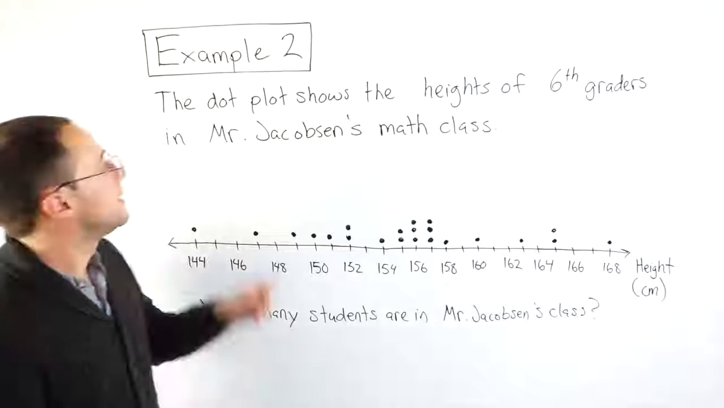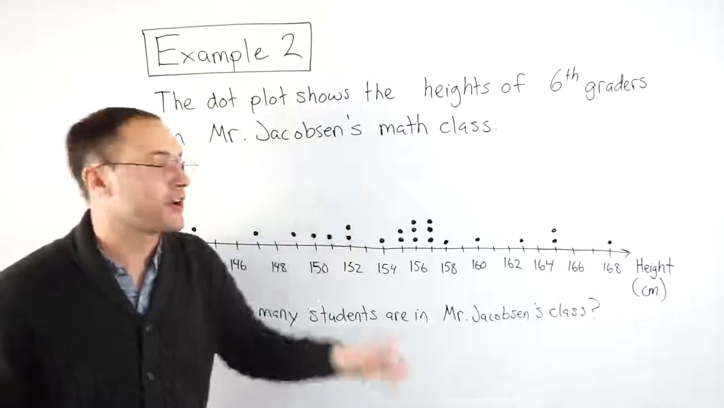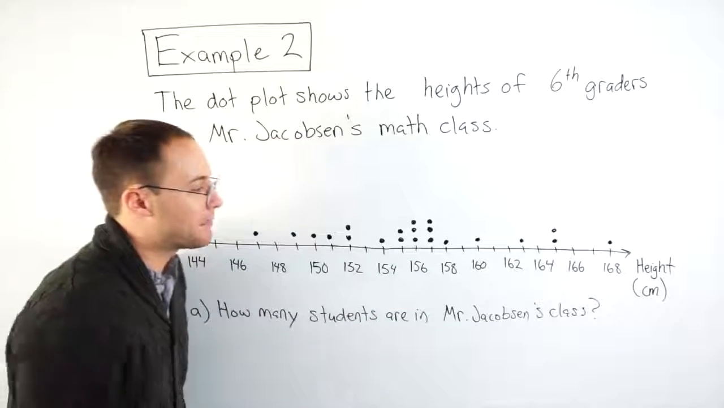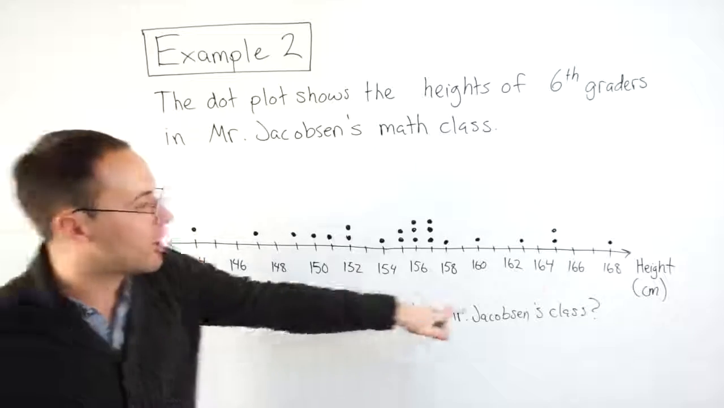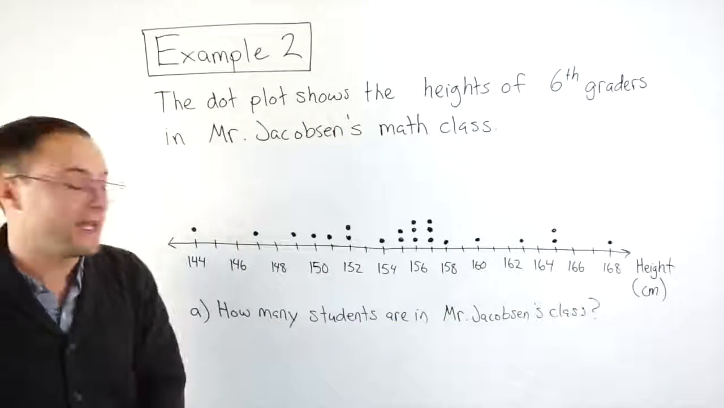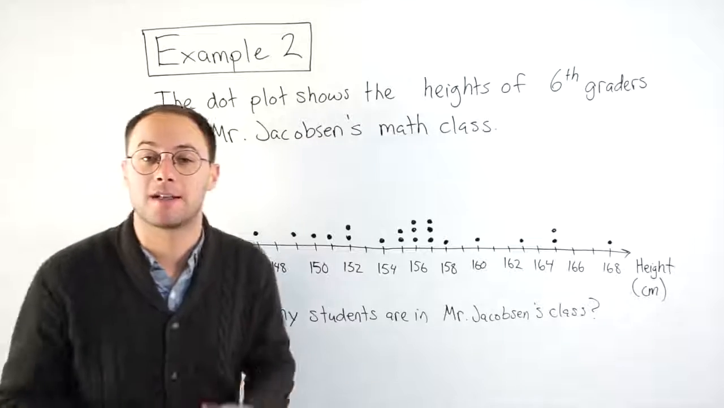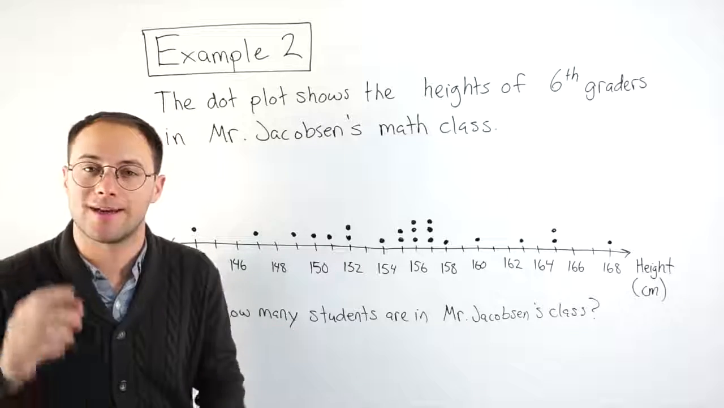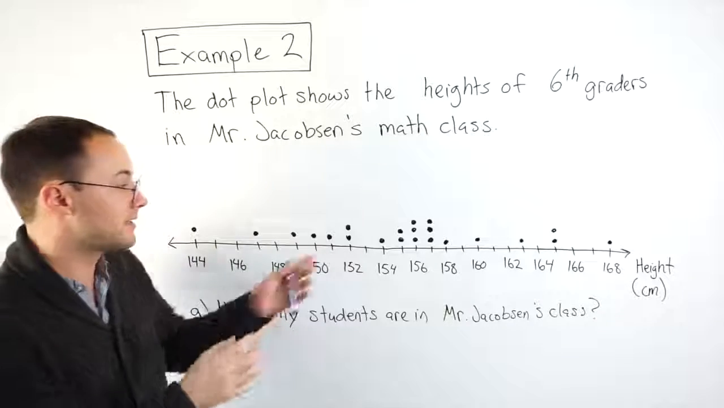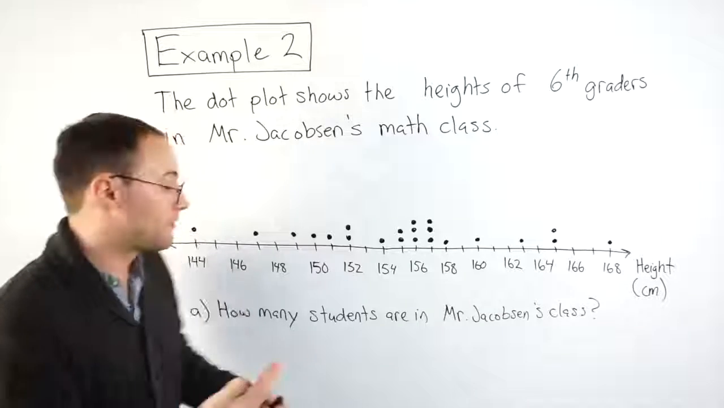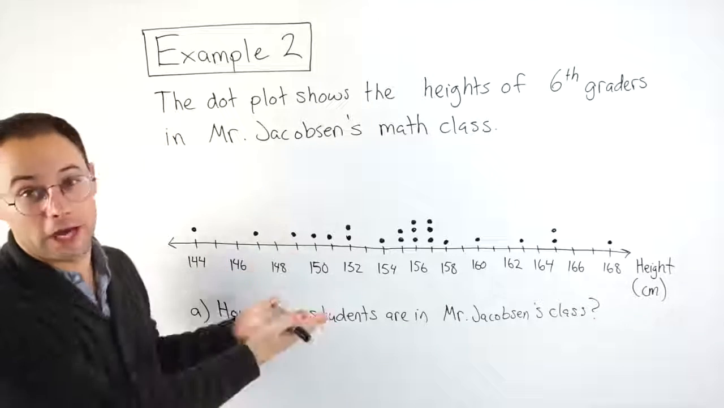All right, example 2. The dot plot shows the heights of 6th graders in my math class. So here is the dot plot. You can see these are all heights in centimeters, not inches. And part A says, how many students are in my class? Well, if you remember, all of these dots represent a data value. So in this case, these dots represent 1 student's height. So to figure out how many students, I just count the dots.